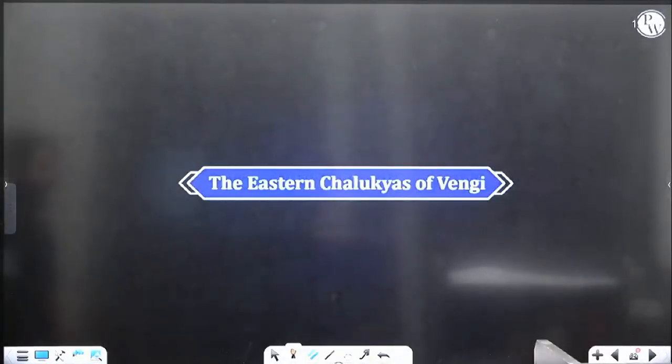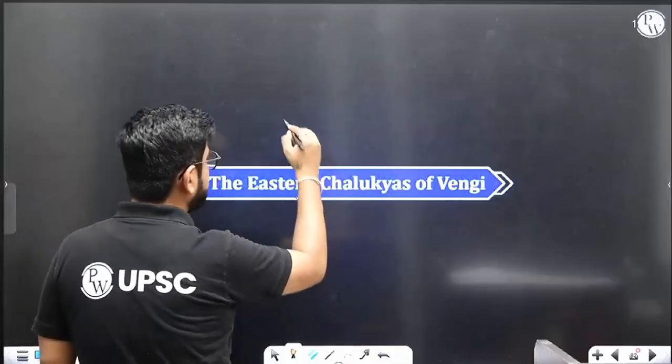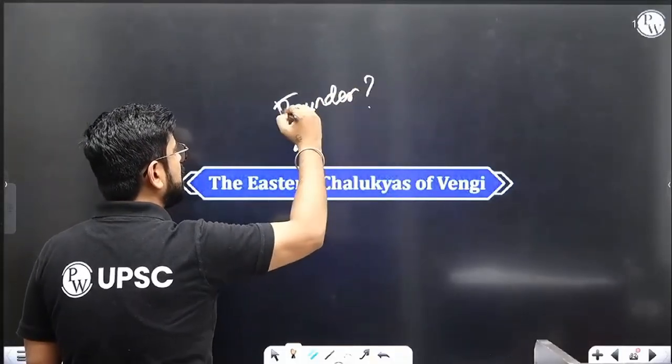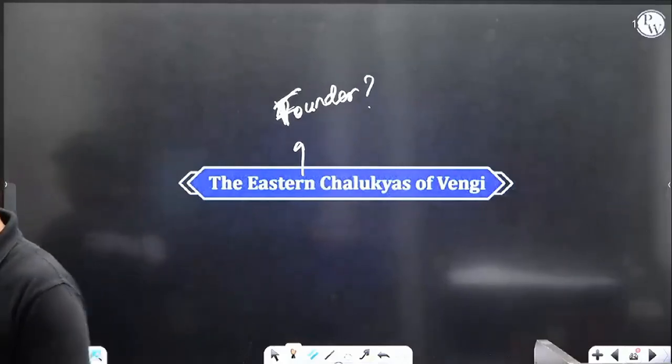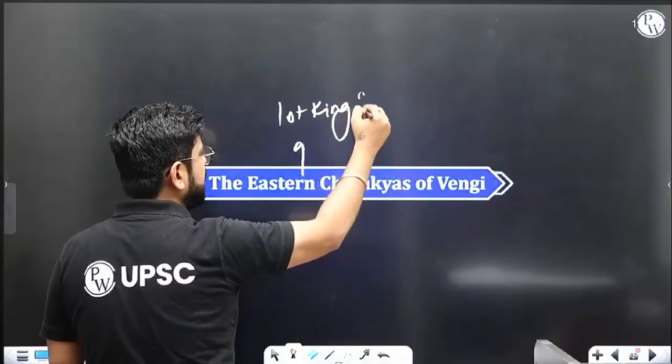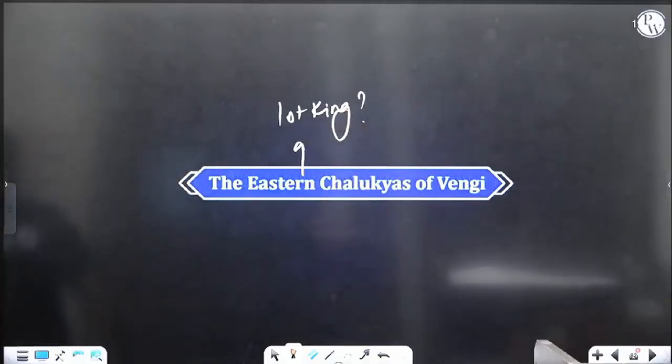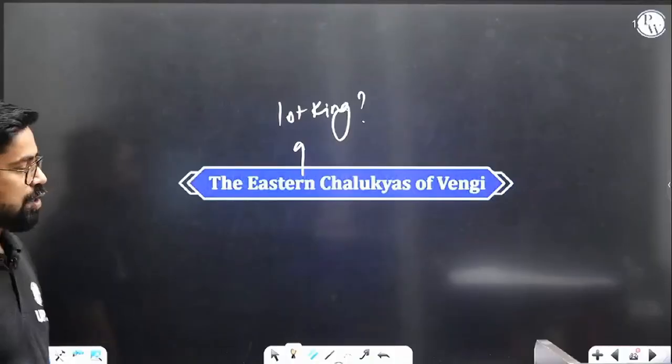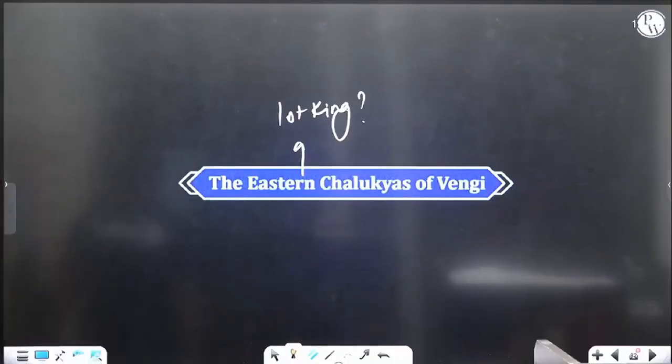Now, if you see Eastern Chalukyas of Vengi, who is the founder of Eastern Chalukyas of Vengi? Let's see who can answer this. Founder. Can somebody tell me the founder? Or the first king. Let's not say founder. Founder is tough. It's tough to comment who is the founder. First king. Do we know who is the first king of Eastern Chalukyas of Vengi? Good, good. It's good you are paying attention. Yeah, phenomenal. Vishnuvardhan, very good.